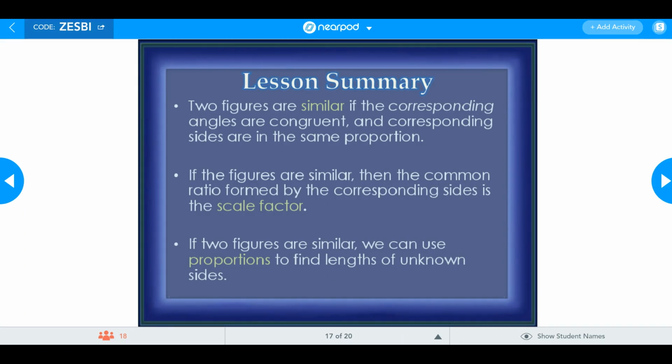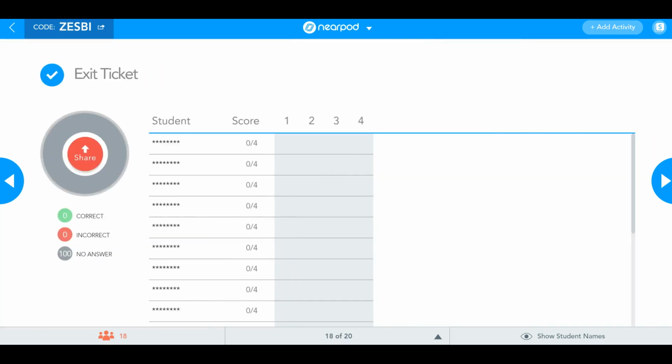So the summary here, two figures are similar if the corresponding angles are congruent and the corresponding sides are in the same proportion. If the figures are similar, then the common ratio formed by the corresponding sides is the scale factor. If two figures are similar, we can use proportions to find lengths of unknown sides. And you have a quiz to take right now.